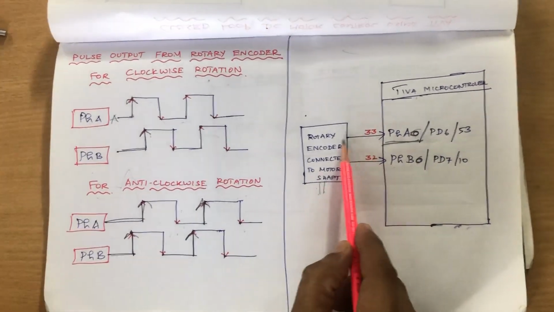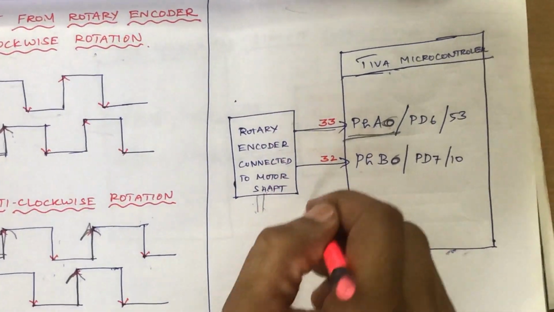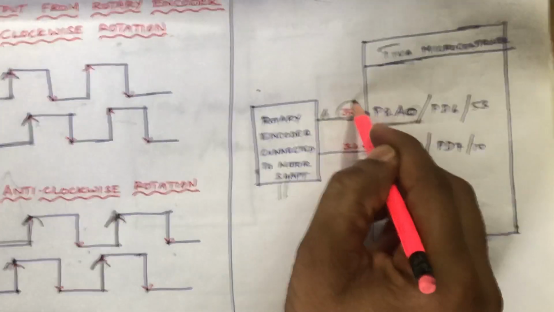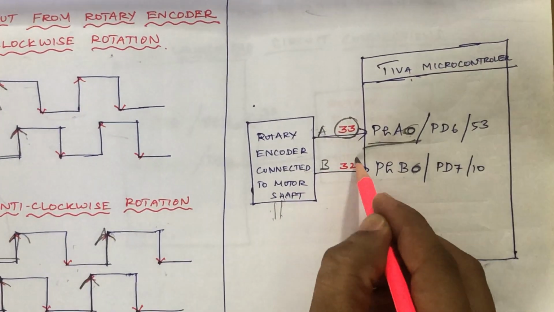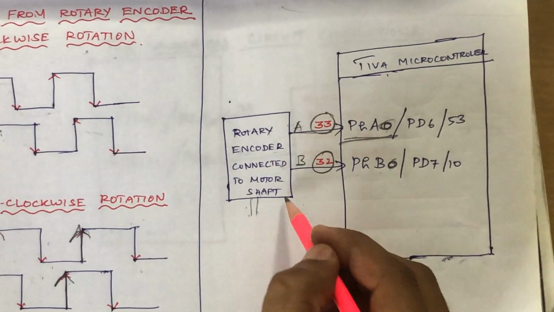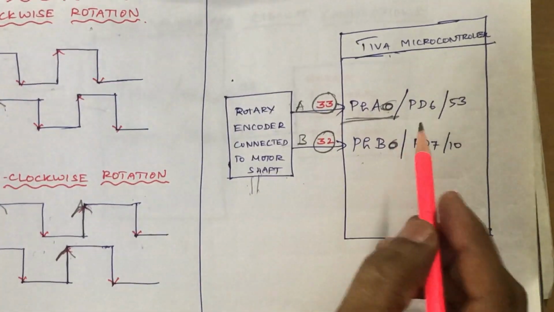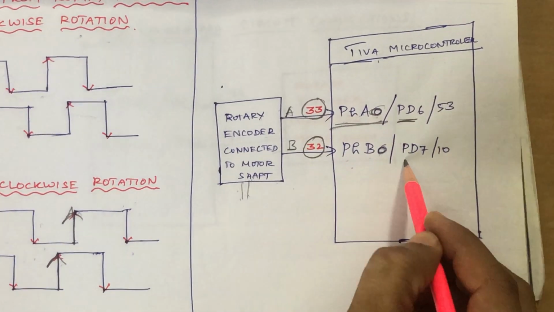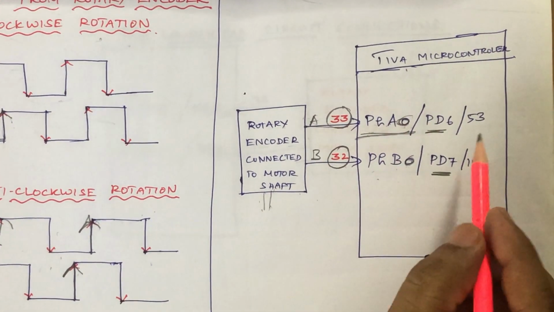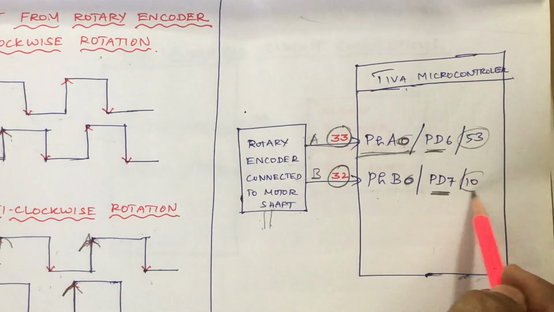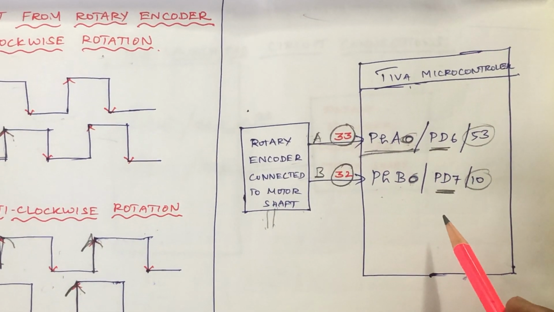So this A pulse from the rotary encoder is connected to the 33rd pin of this TIVA launchpad, and the B pulse is connected to the 32nd pin of the TIVA launchpad, which is an alternate function of port D6 and D7 of the TIVA microcontroller, which has pin numbers 53 and 10, which we can see in the launchpad diagram.